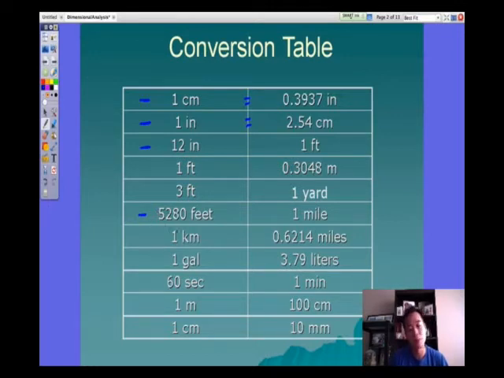Other common units of measurement: for every 1 gallon, there are 3.79 liters. And then obviously 60 seconds to 1 minute, 60 minutes in an hour, 24 hours in a day. In a regular year, there are 365 days.